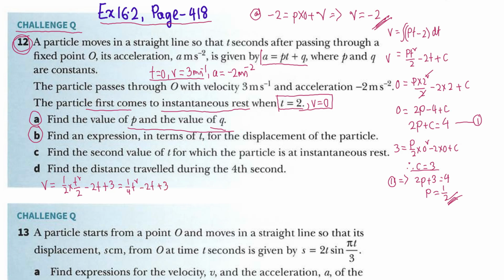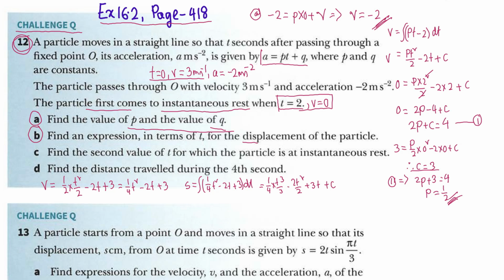To get the expression of displacement we have to integrate. Let me integrate again, and we can express s as the integral of 1/4 t squared minus 2t plus 3 dt. Integrating gives us 1/4 times t cubed by 3, minus 2 t squared by 2, plus 3t, and another constant, plus c.